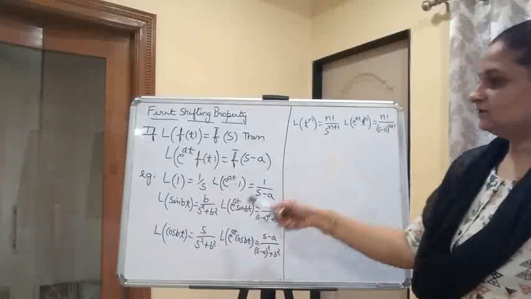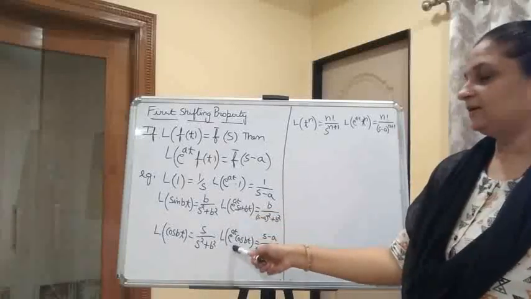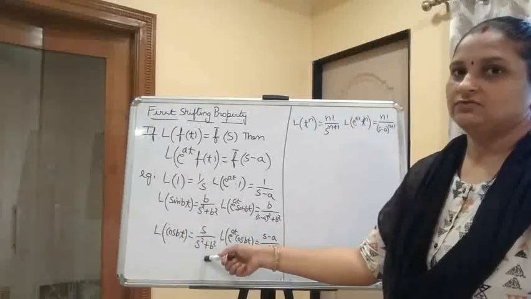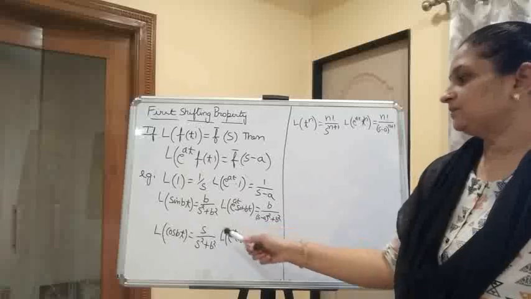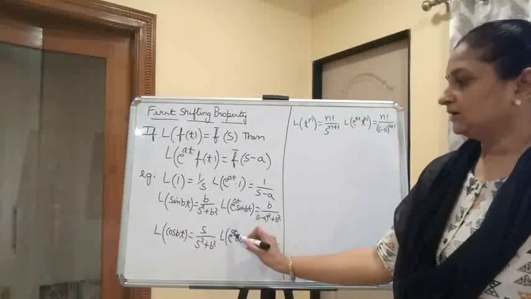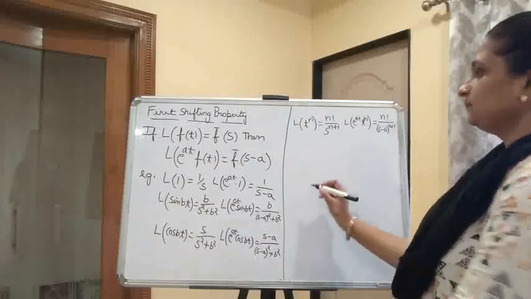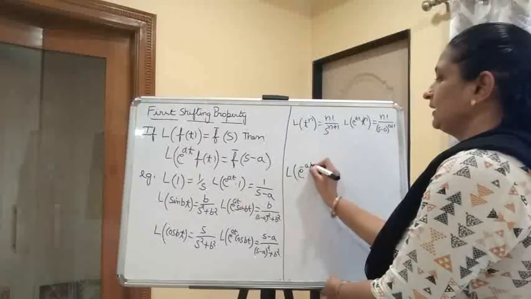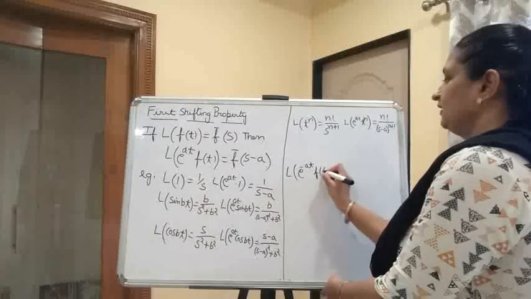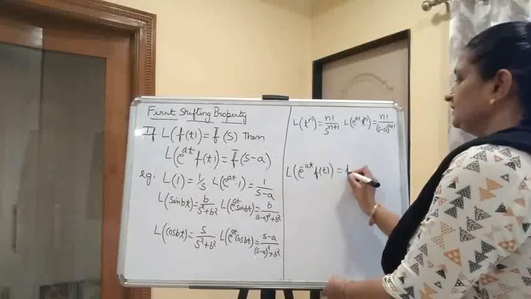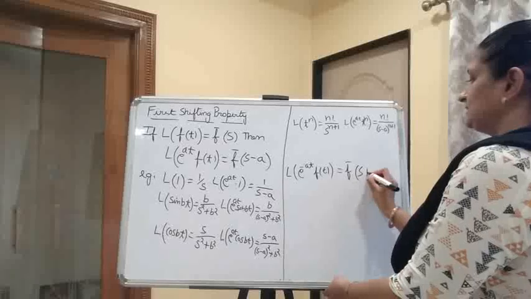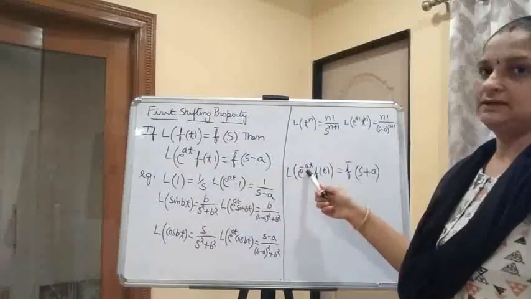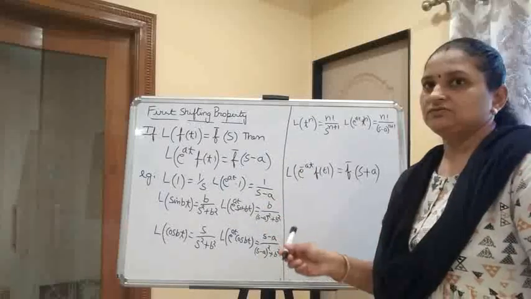So if any function is multiplied by e power a into t, in the Laplace transform result of that function, replace s by s minus a, whatever this a term is. Suppose you have the Laplace transform of e power minus a into t f of t, then in the result you have to replace s by s plus a, because a is minus a here. This is what the shifting property says.